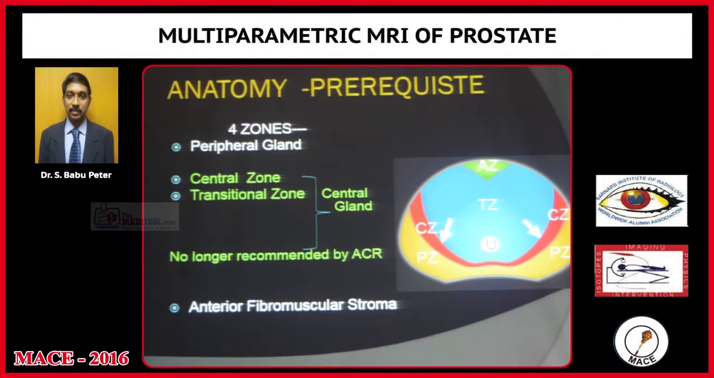The basic knowledge of the prostatic anatomy is important before we dwell into the MR characteristics of prostate CA. The prostate has 4 zones: a peripheral gland, a central zone, and a transitional zone that comprises of the central gland, and this is no longer now recommended by the ACR, and there is an anterior fibromuscular stroma.